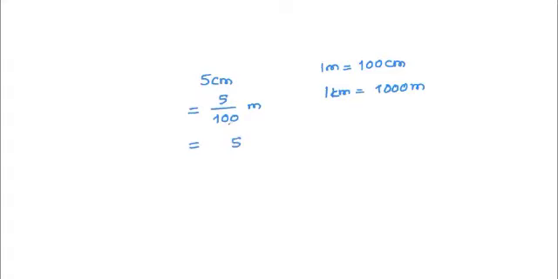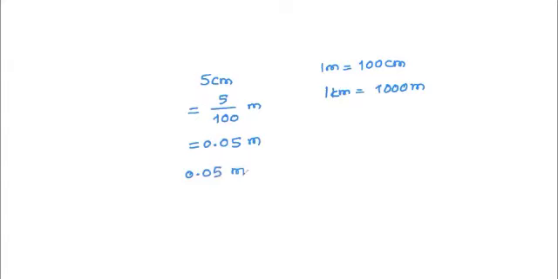We want two digits after the decimal point because there are two zeros. So 1, and we add a 0, we flip the decimal point. So it is 0.05 meter. We have to convert now 0.05 meter into kilometer.